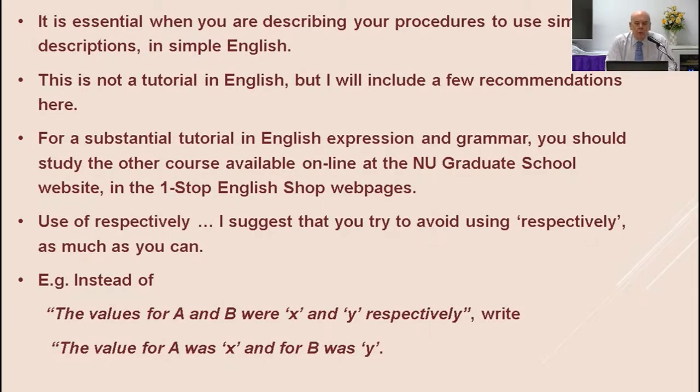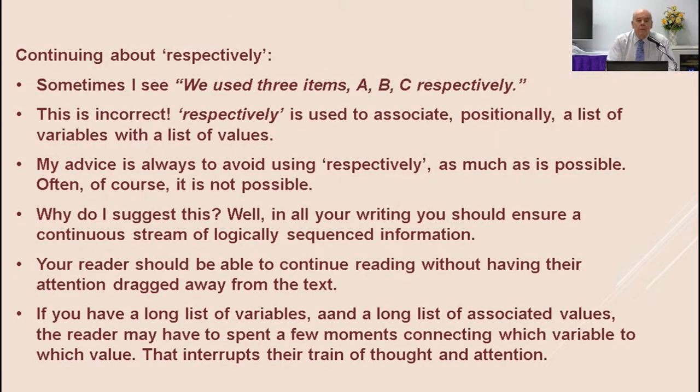First of all, I want to quickly discuss use of respectively. Personally, I suggest that you try to avoid using respectively as much as you can. For example, instead of writing the values for A and B were X and Y respectively, write the value for A was X and for B was Y. Sometimes I see we use three items, A, B, C, respectively. This is incorrect. Respectively is used to associate positionally a list of variables with a list of values.